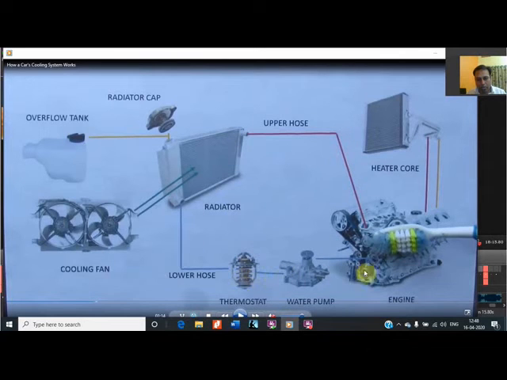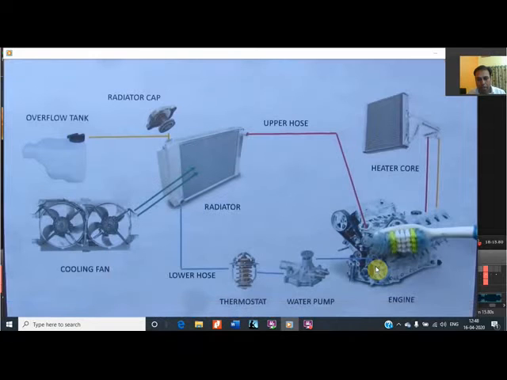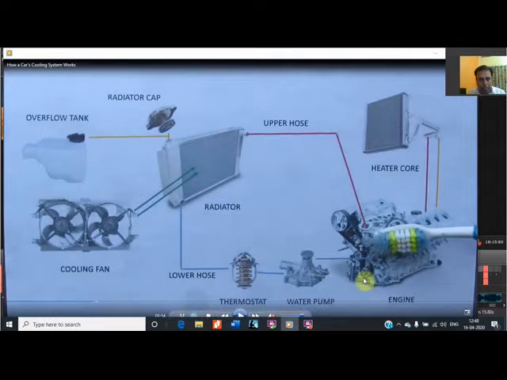It is not used only for cooling the engine compartment, it is also used for cooling the intercooler if a turbocharged engine is there, for cooling the lubricant oil and other systems also. So the basic things they have shown over here.